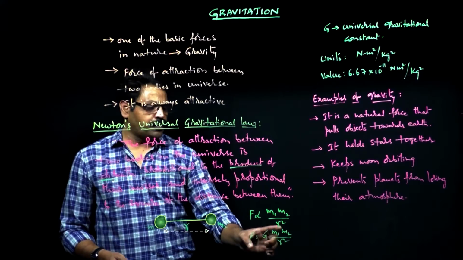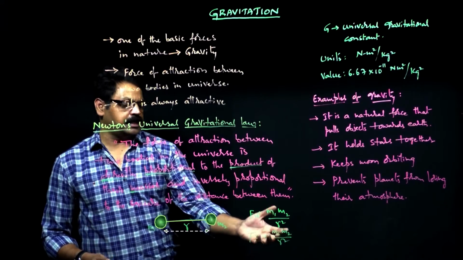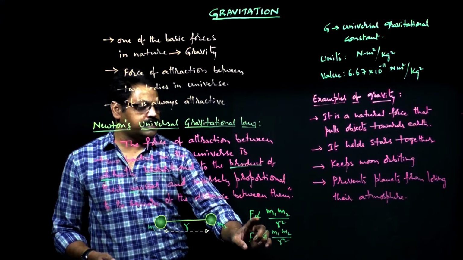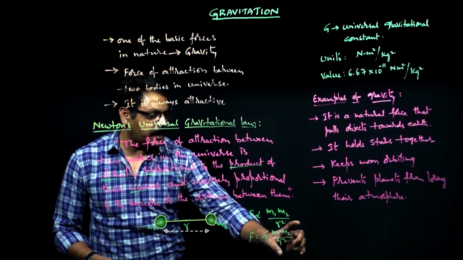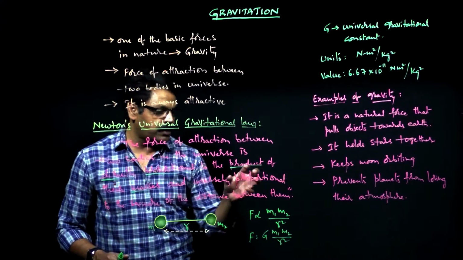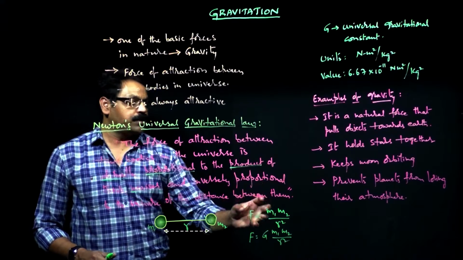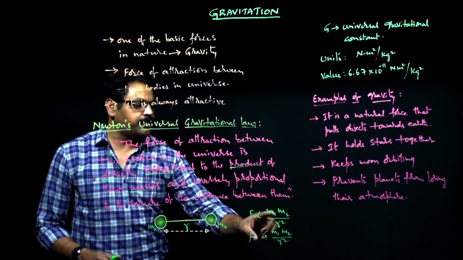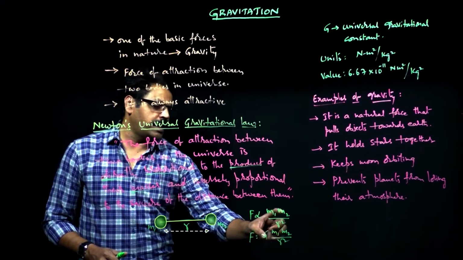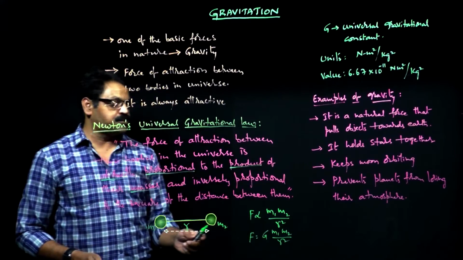Inversely proportional means if r is increasing, in fact r square is increasing, F is decreasing. So F is directly proportional to 1 by r square, which means it is inversely proportional to r square. Whenever you are to write inversely proportional, you have to keep that in the denominator. Whenever you are to write directly proportional, you have to keep it in the numerator. So F is directly proportional to m1 and m2 and inversely proportional to r square, distance square.